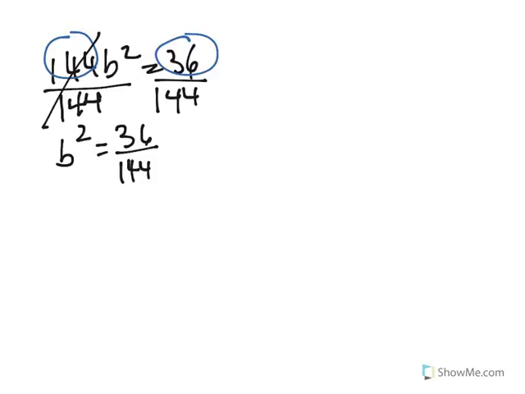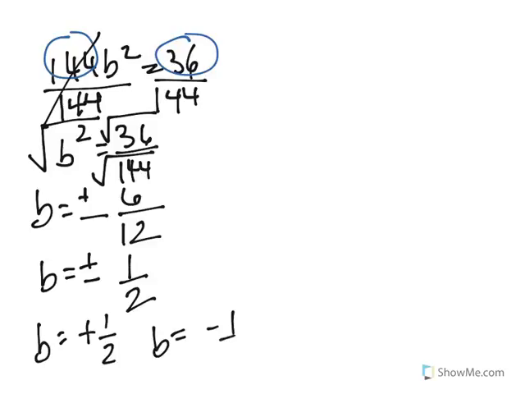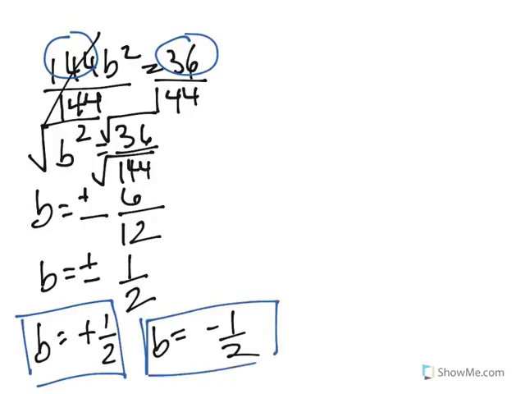So the opposite or the inverse of exponents is square roots. So we're going to take the square root of both sides, and we get b equals plus or minus 6 over 12, which reduces to b equals positive and negative 1 over 2. So therefore, b equals positive 1/2, b equals negative 1/2, and we got to the answer in a third of the time.